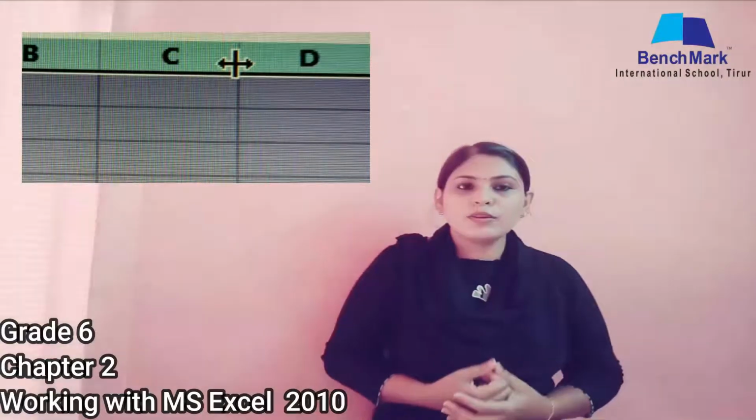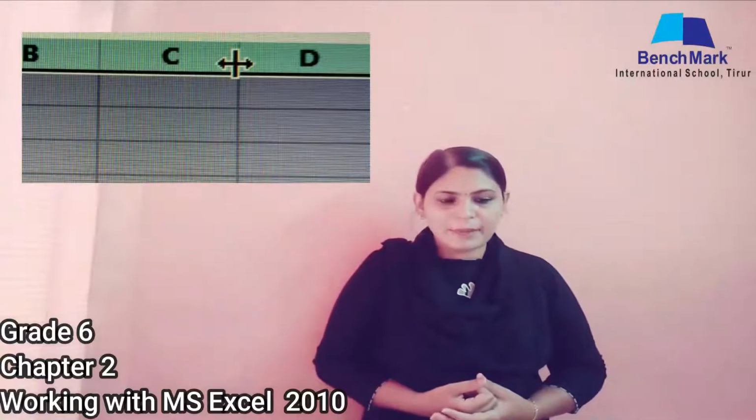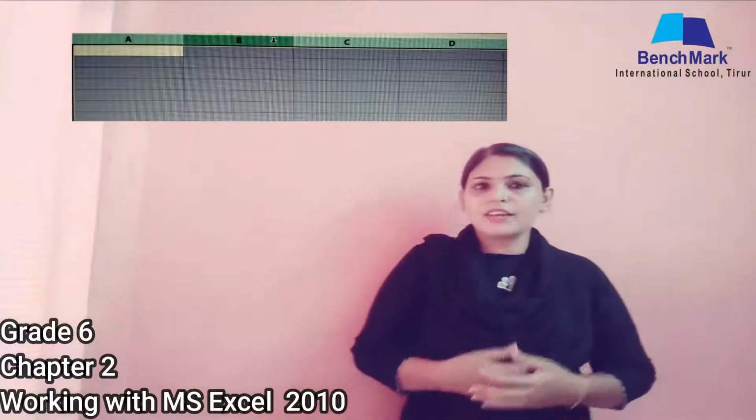A symbol that looks like lowercase letter t will appear. Drag it on the right side until the width you want. Then now all your columns have changed their width. Next, we will see setting the row height using the mouse.